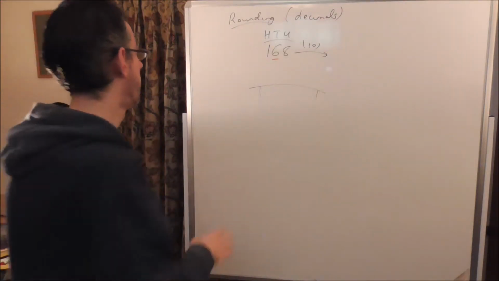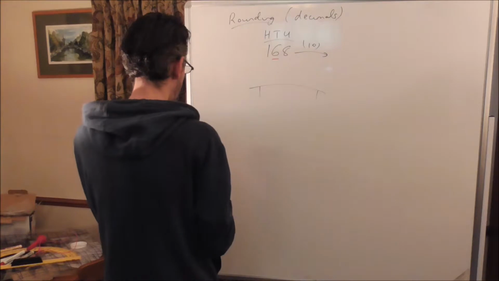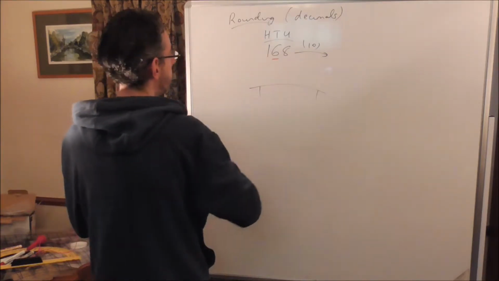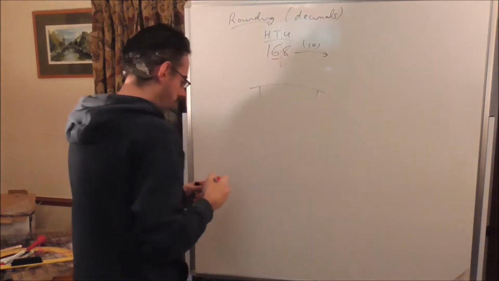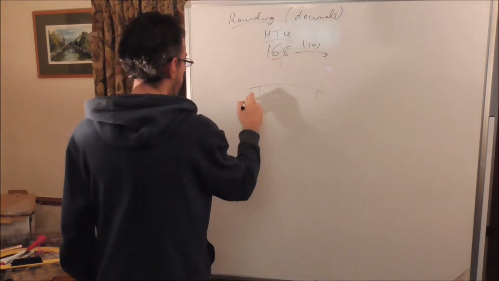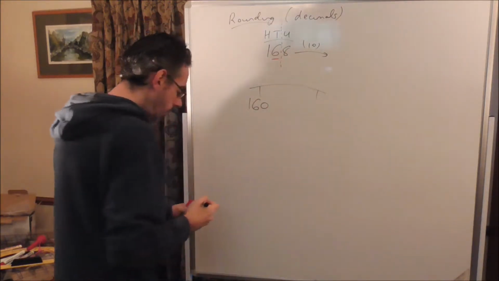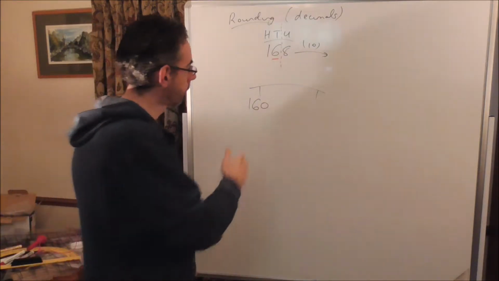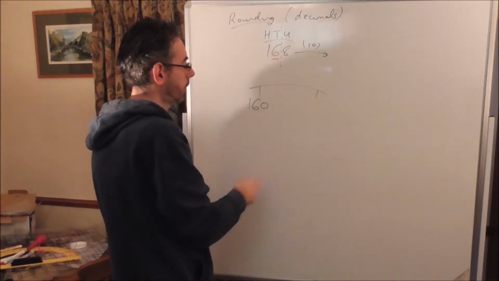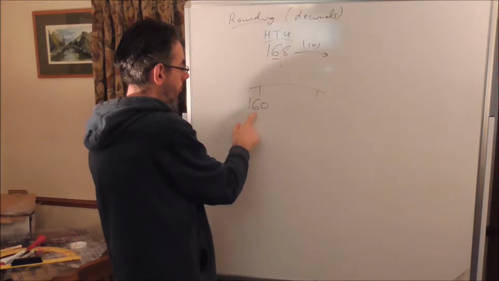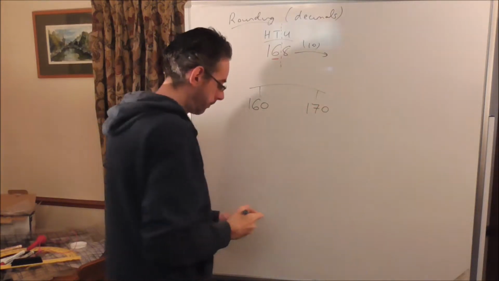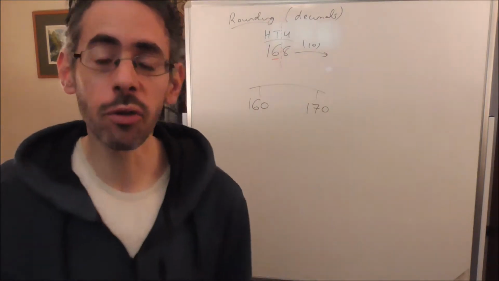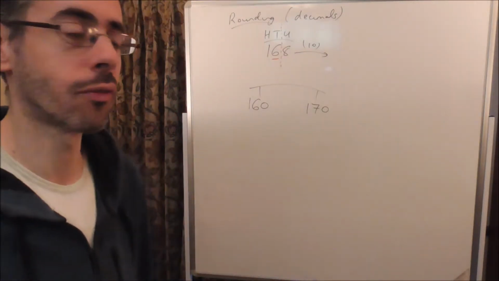To get the tens number directly below 168, just get rid of everything to the right of the tens digit. So just get rid of those 8 units and replace them with a 0. That'll be 160, the tens number directly below. To get the tens number directly above 168, just add 10 to that, so add 1 to the tens digit. That's the next tens number, 170. So 168 is between 160 and 170.